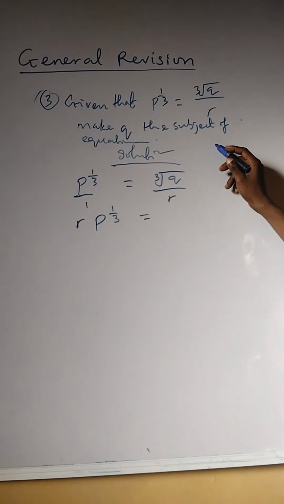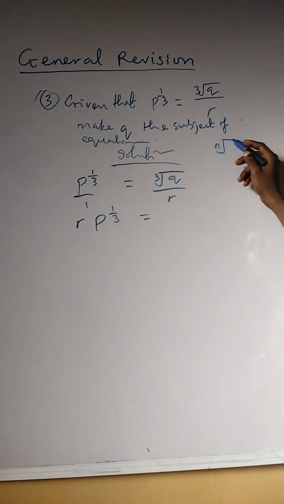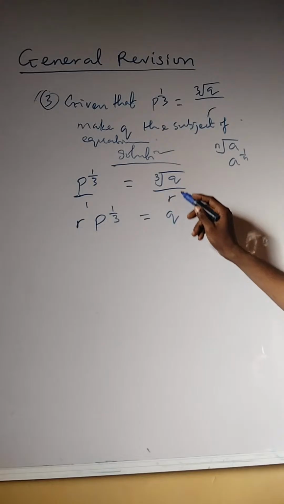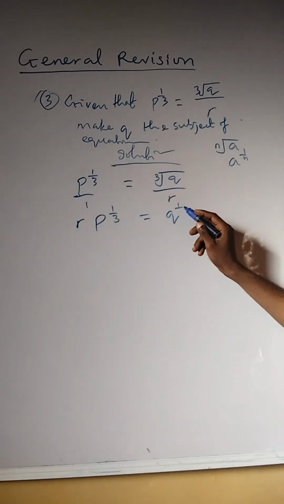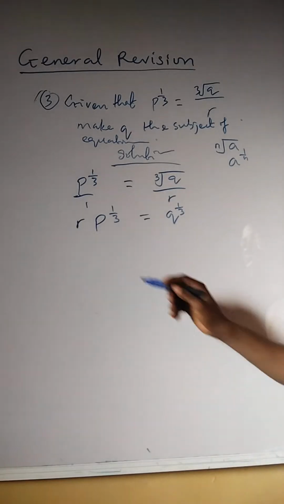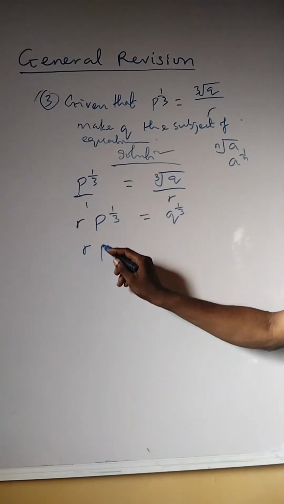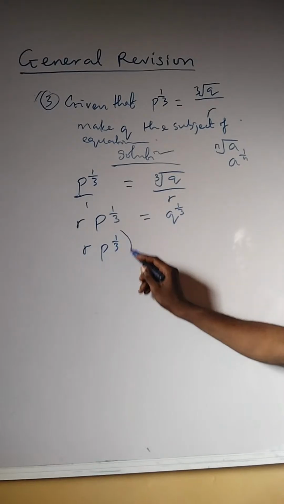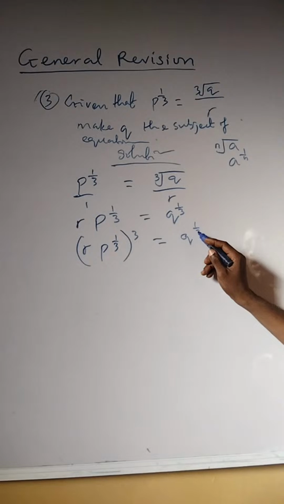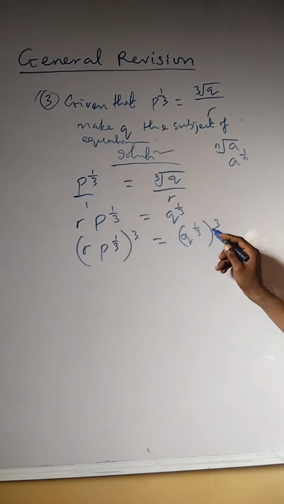From the law of indices, if I have the nth root of a, it is the same thing as a raised to power 1 over n. So I can also write q raised to power 1 over 3. All right, let's take the power of 3 on both sides. Here I have r p raised to power 1 over 3, all raised to power 3, equals q raised to power 1 over 3, all raised to power 3.